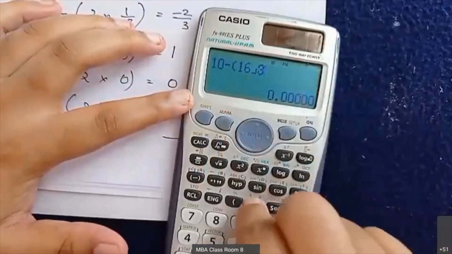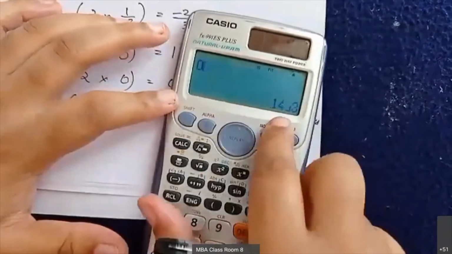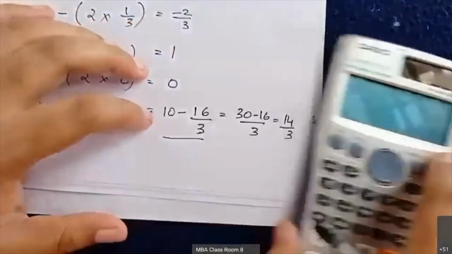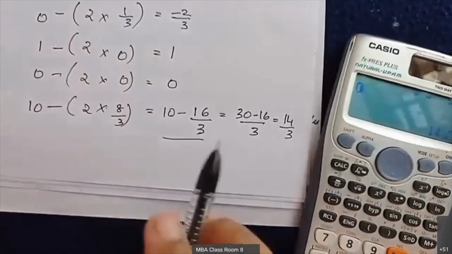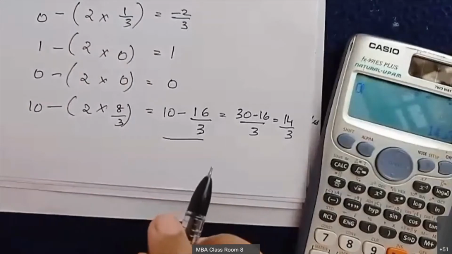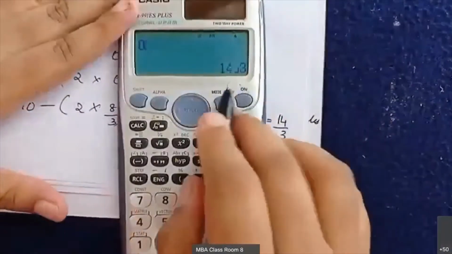So I'm closing the bracket. Okay. Now I press it. I get 14 divided by 3. See, 14 divided by 3 is already what we got. So you don't have to go and take any LCM or anything. Everything is there in this calculator itself. Okay. So by calculator also we can get the same method.